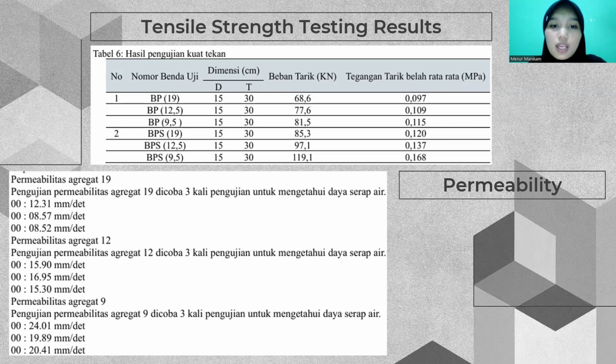For the permeability, the testing can be done using water absorption testing. It starts by placing the sample in the middle, then filling the bucket with 5 liters of water, then pouring the water into the sample and calculating the time the water flows using a stopwatch. From the result of the permeability test, we obtain the value based on the water absorption time.